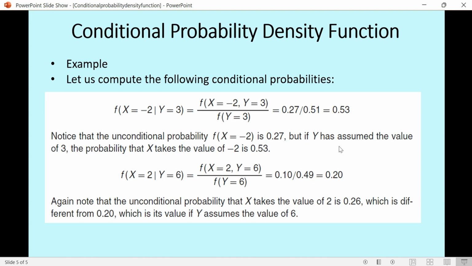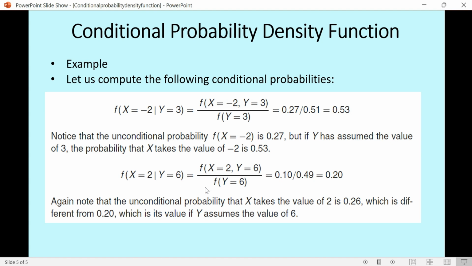And you can see the unconditional probability of x equals -2 is 0.23. But if we know more information, such as y equals 3, then the probability of x equals -2 is not 0.23, it is 0.53. So under this condition, we get a probability that is not the same as when we have no information about the y value.